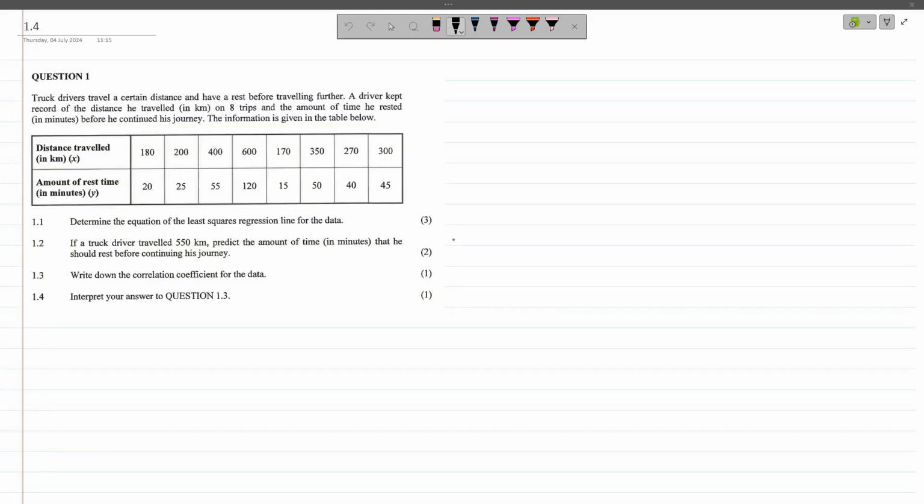1.4 says, interpret your answer to question 1.3. 1.3 said, write down the correlation coefficient for the data. So how do we interpret the correlation coefficient value of 0.98?